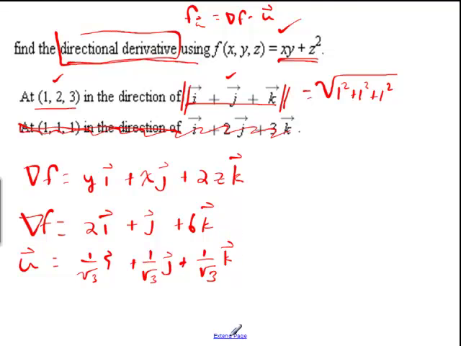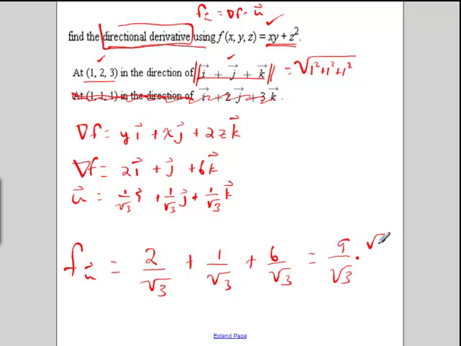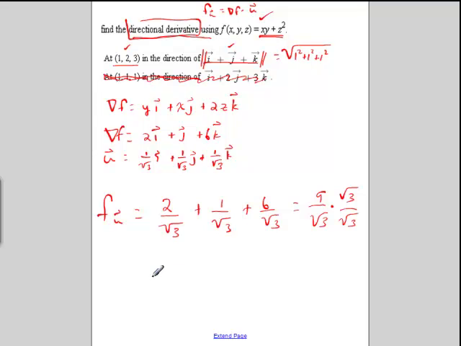So there's my unit vector, and so the directional derivative in the direction of i plus j plus k is going to equal, dotting these, 2 over root 3 plus 1 over root 3 plus 6 over root 3. And if we feel like being good math students, we will rationalize it. So this ends up being 3 root 3. And that's the instantaneous rate of change at the point 1, 2, 3 in the direction of i plus j plus k on this given function.